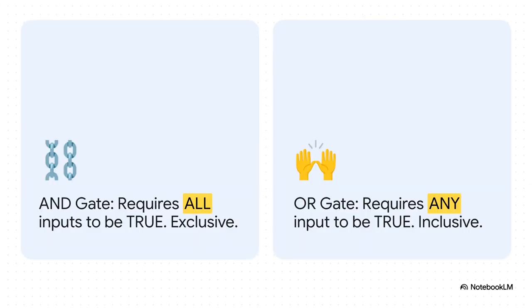So, let's just boil it down one more time. The AND gate is exclusive. It needs all inputs to be true. The OR gate, on the other hand, is inclusive.